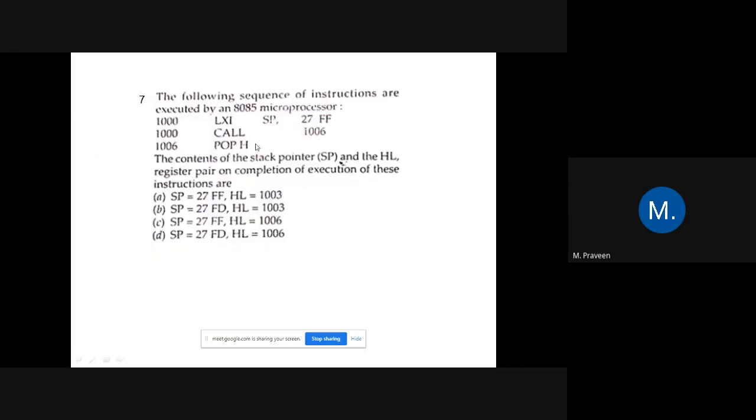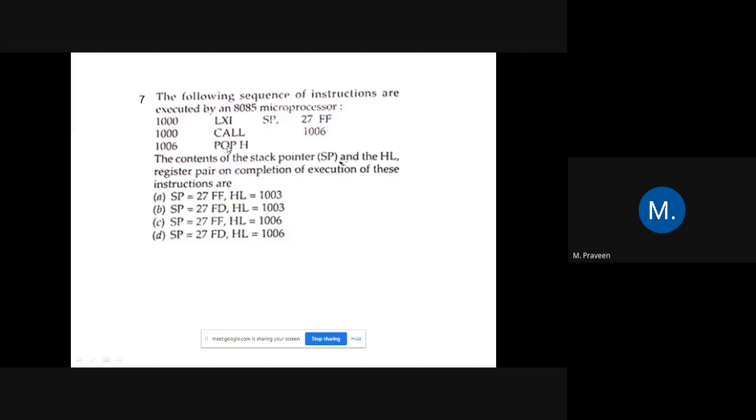Okay, now the next instruction is POP H. Actually, here CALL 1006. So 1006 means the next instruction is the same as the call instruction's. There will be no skip address here. Therefore, the next instruction we have is POP H. So after the call instruction, we have the POP H. There is no return instruction here.